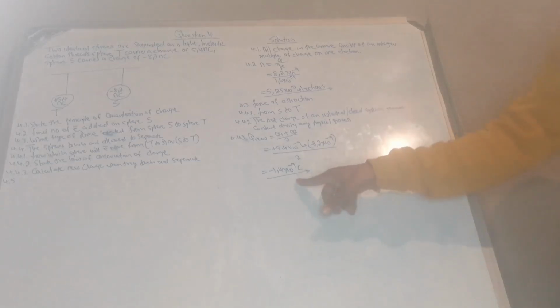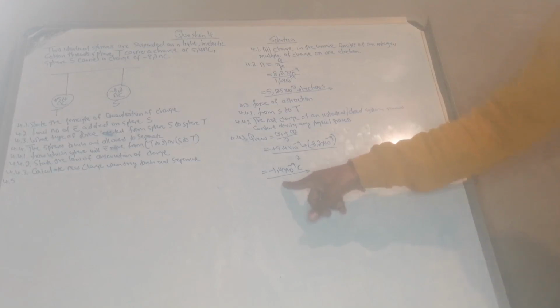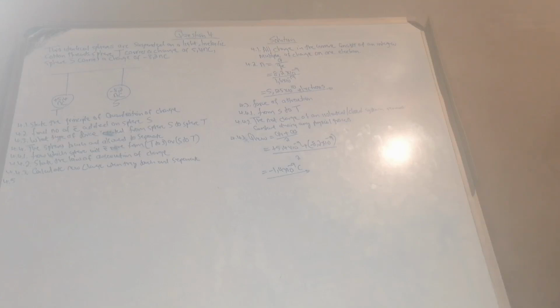This charge is shared equally, so each sphere ends up with this charge. That is how we calculate the new charge when they touch and separate. Each is separated with negative 1.4. The next question.